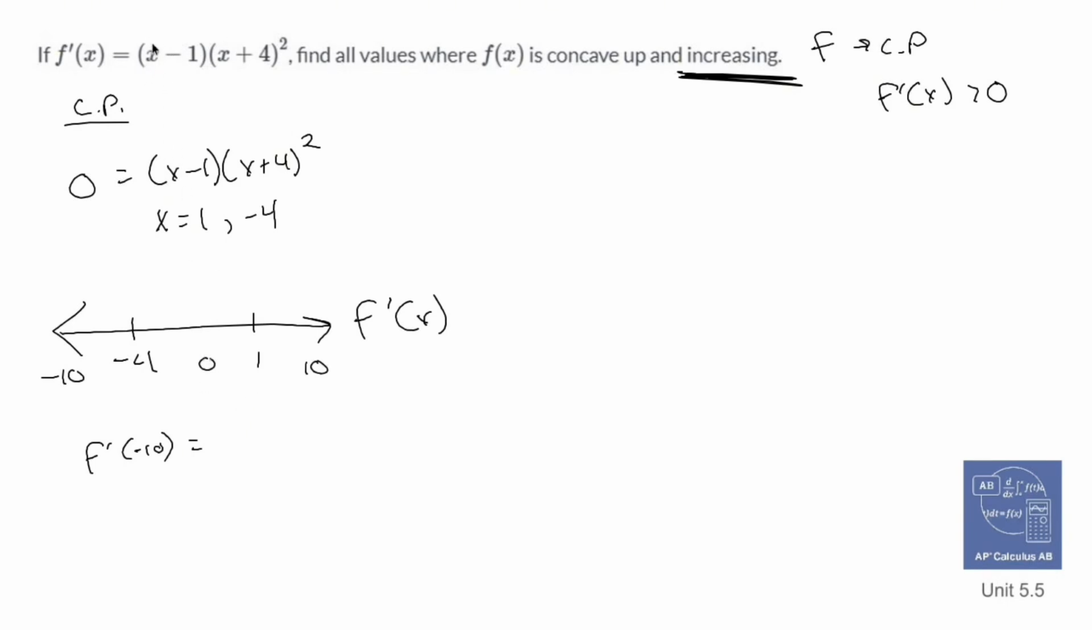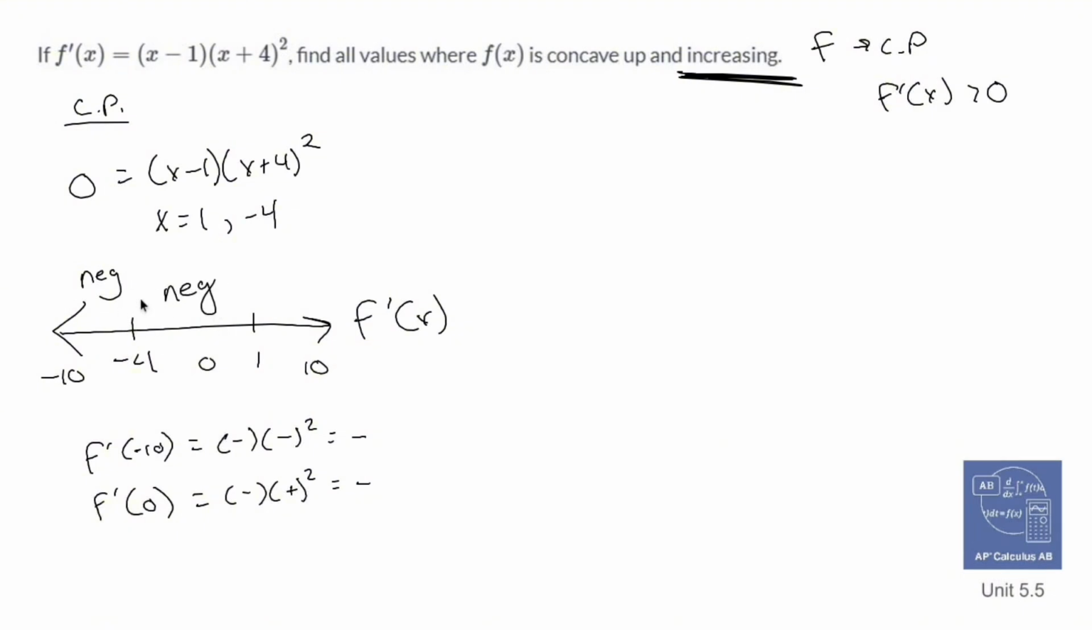So this will be negative 10 minus 1, which is a negative number. Negative 10 plus 4 is also going to be a negative number. Square that. Negative times a positive is going to be negative. So you are negative. Okay, so not increasing there. Let's plug in 0. F prime of 0 is going to be 0 minus 1, which is negative, 0 plus 4, which is positive, squared, and a negative times a positive is a negative again.